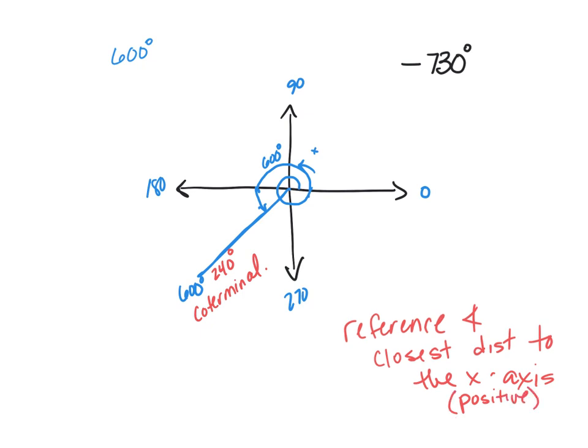So if I were to ask you for the reference angle for this 600, which I'm not going to, the reference angle questions are later, but that is, how far am I from the x-axis? So that would be 60 degrees. I am 60 degrees from the x-axis.